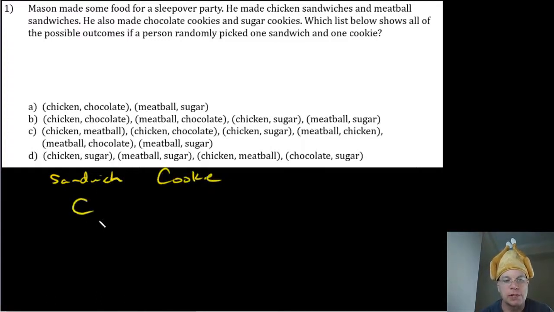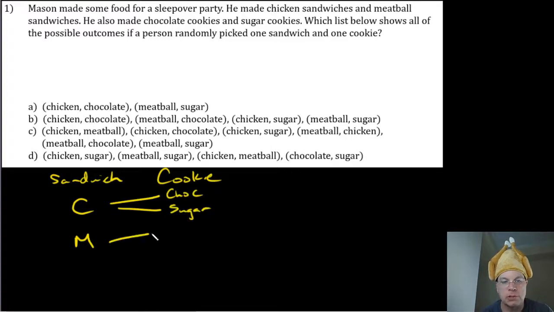they have a choice of chicken sandwich or meatball sandwich. And if the person chose a chicken sandwich, they could choose either a chocolate cookie or a sugar cookie. If they chose a meatball sandwich, they could still choose either a chocolate cookie or a sugar cookie.